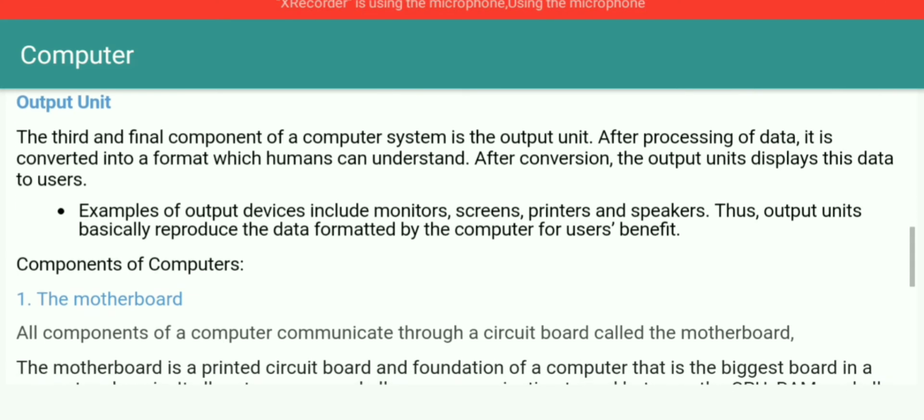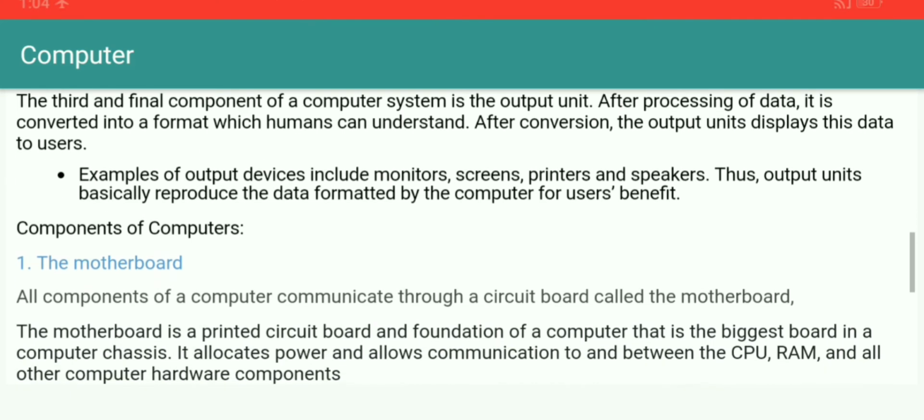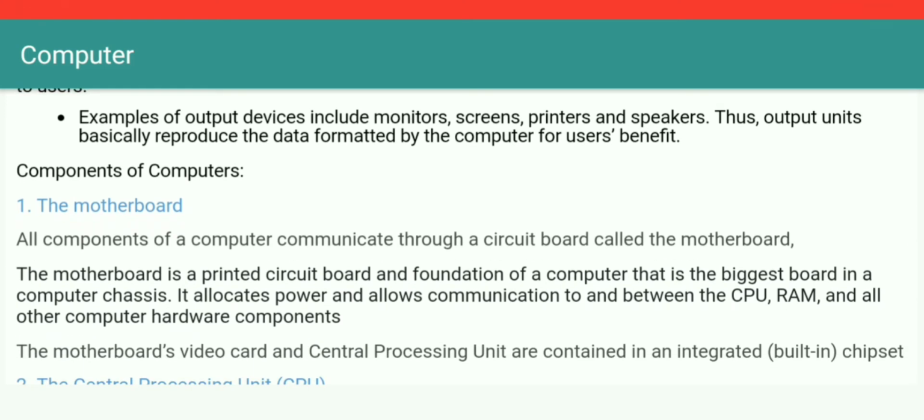So, components of computers. Ito na. Ito na ang highlight mga kaibigan. Una, motherboard. So, ano ba ito motherboard? All components of a computer communicate through a circuit board called motherboard. So, lahat ng mga components ng mga kaibigan makikommunicate talaga sa motherboard. The motherboard is a printed circuit board and foundation of a computer that is the biggest board in a computer chassis.